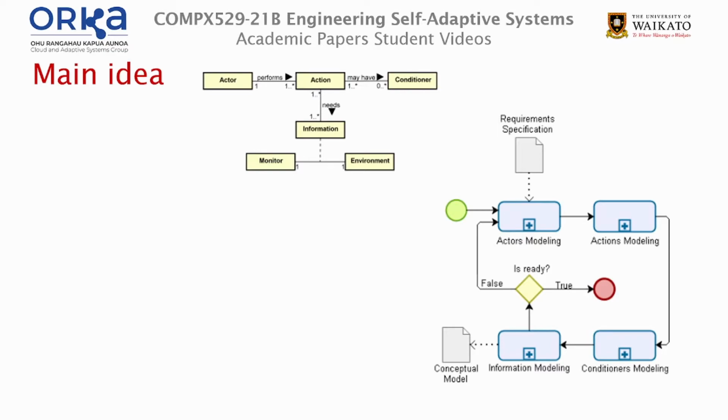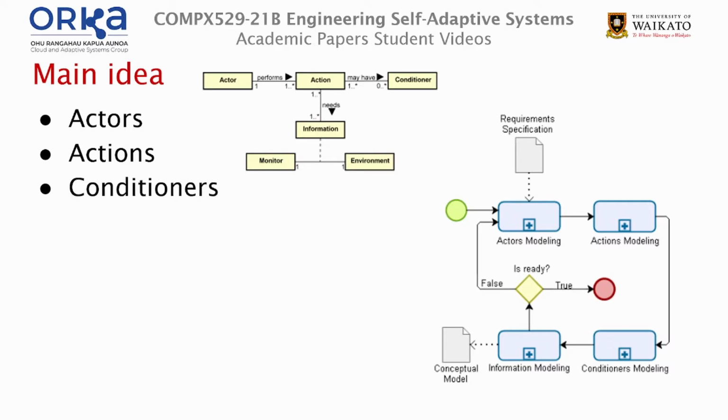The first step is to model actors. This is done by reading the specification and identifying the actors, which are things performing some actions, and creating classes for them. Next, actions are modeled. This is done by reading after each actor to see what actions they perform, creating classes for them, and then linking them to their respective actors.